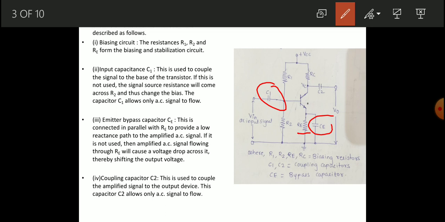Coupling capacitor C2. This is used to couple the amplified signal to the output device. We can see C2, which is at the output side. This C2 allows only AC signal to flow.